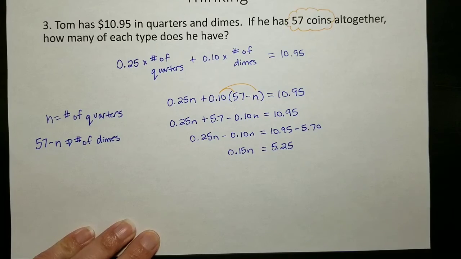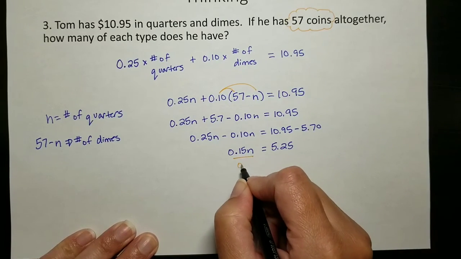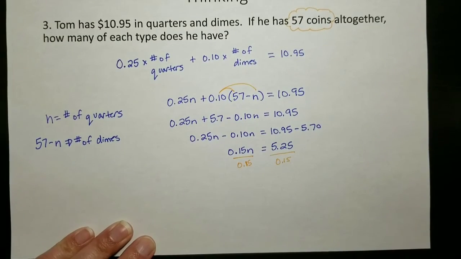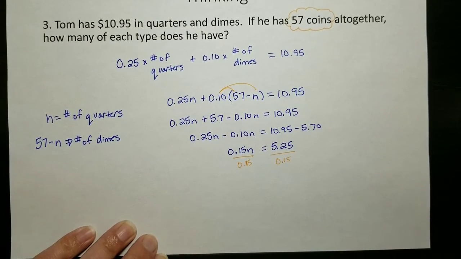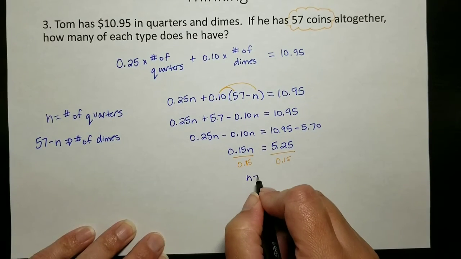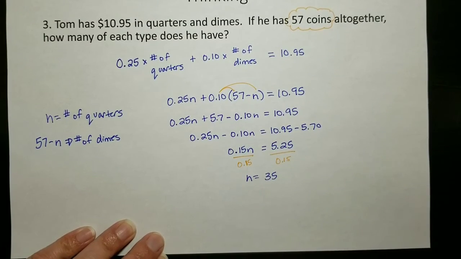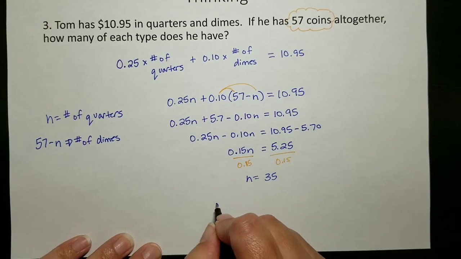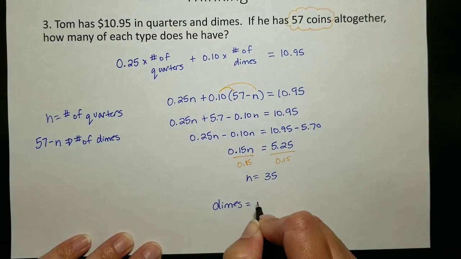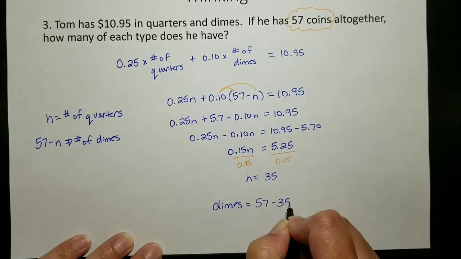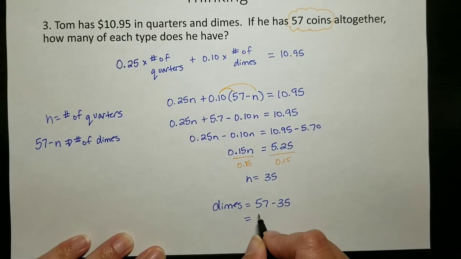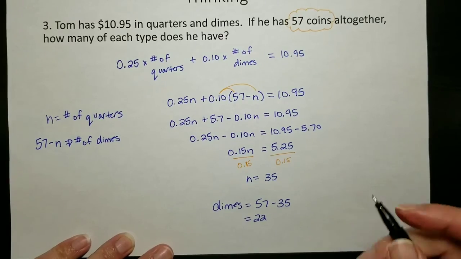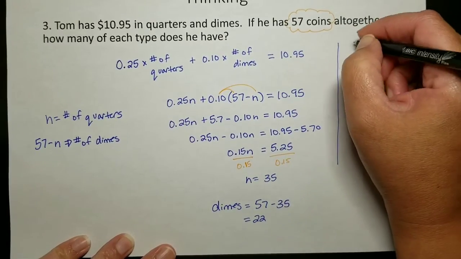Now solving for n, we need to divide by 0.15. And we get n equals 35. So if he has 35 quarters, how many dimes does he have? 57 minus 35, which gives me 22. You should check this. When we have a word problem, we always want to check our answer.